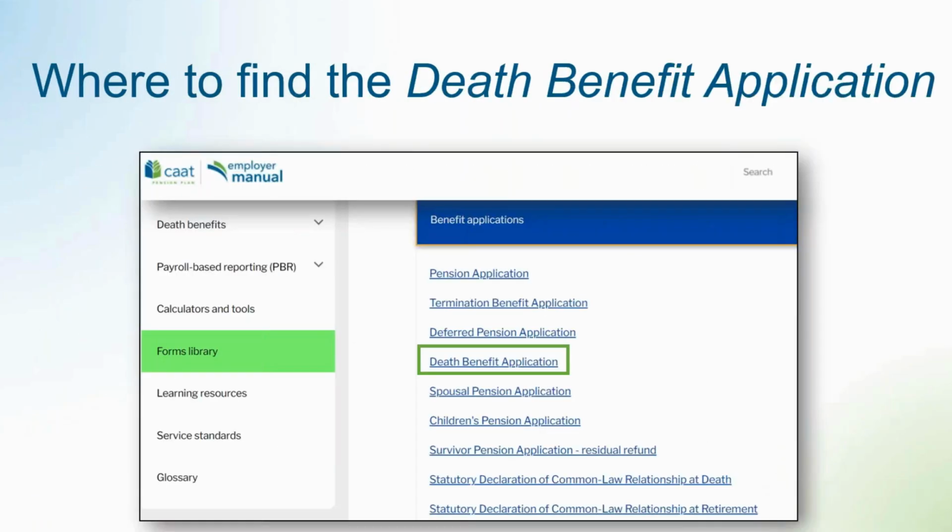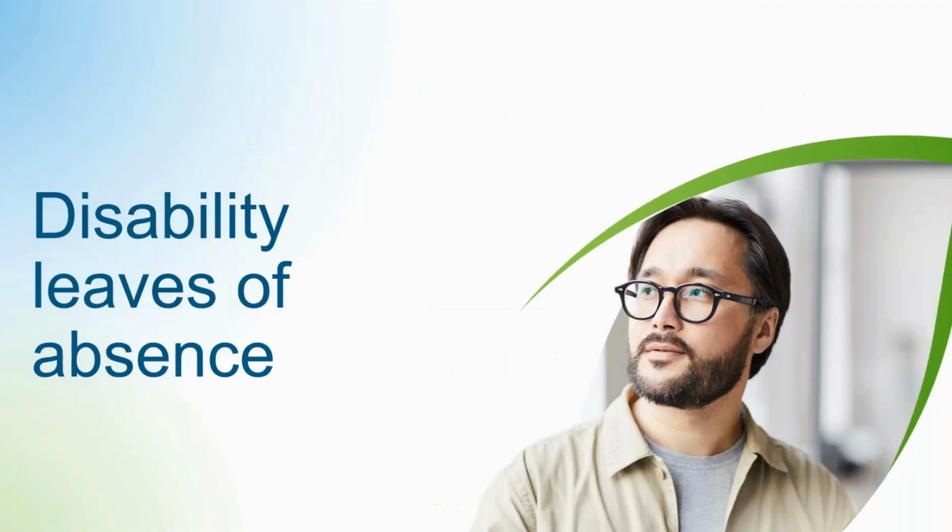The death benefit application is located in the employer manual under the forms library in the benefit application section. You can access the employer manual from PAL. We'll now review the process for reporting members who are on a disability leave of absence.